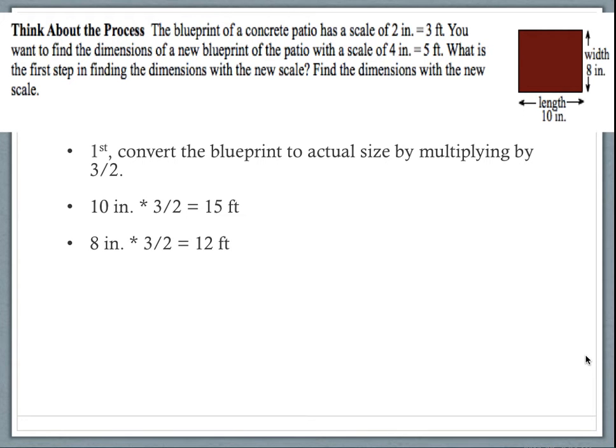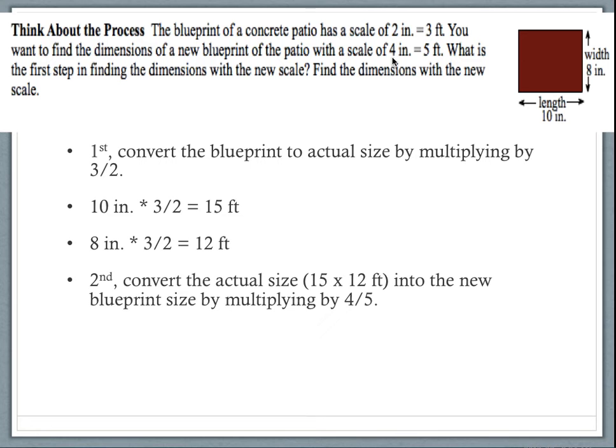Now you want to put it in the new ratio. The new ratio is here, 4 inches equals 5 feet. And so if I multiply everything by 4/5, I get the 15 feet turns into 12 inches, and the 12 feet turns into 9.6 inches.